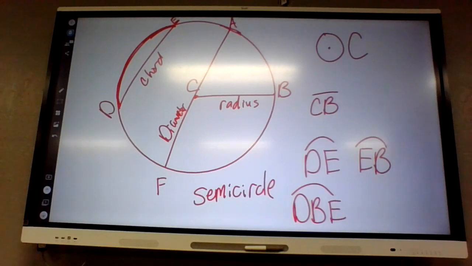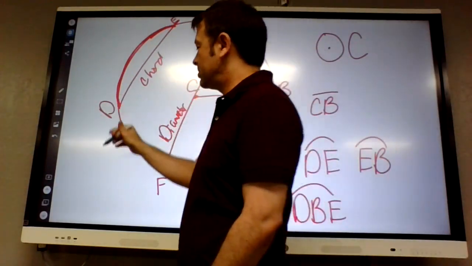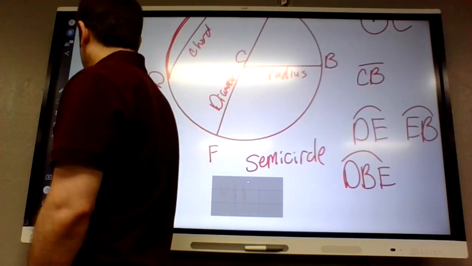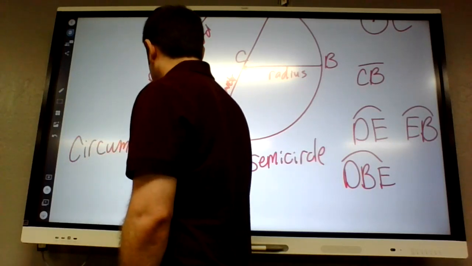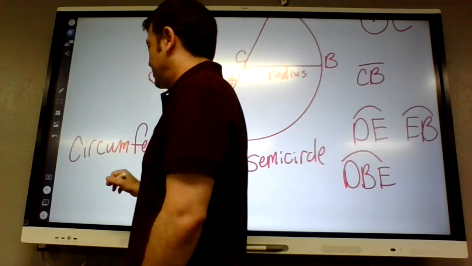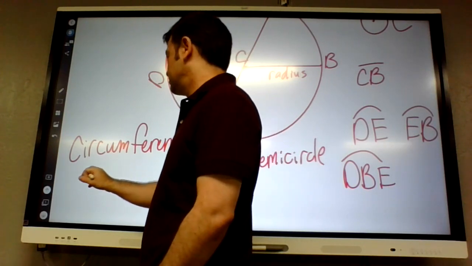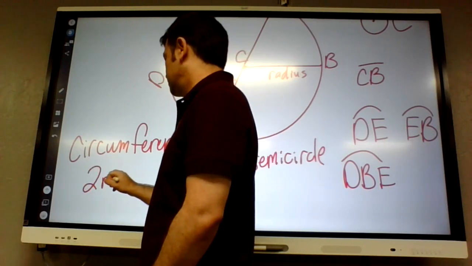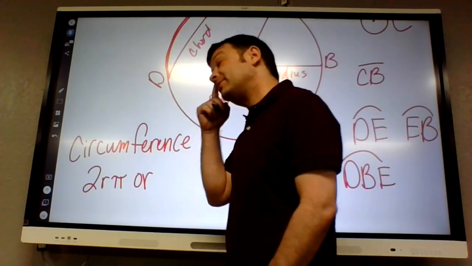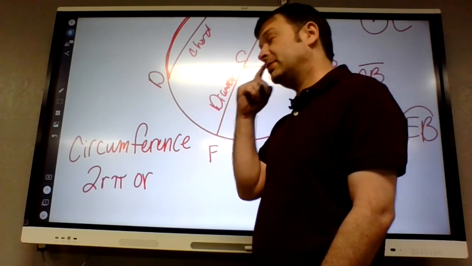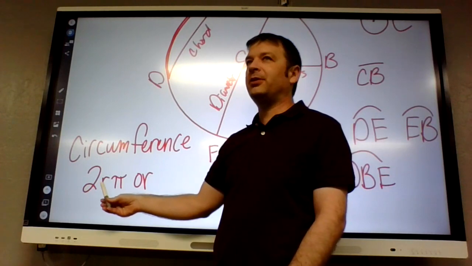Okay, what's the distance around the circle called? Circumference. Does anybody think they might know what the circumference formula is? Pi r squared. That's the area. Just kidding. You'll need that later. 2 pi r. Or pi r squared is the area, which we're not doing yet. What is 2 times r the same thing as?